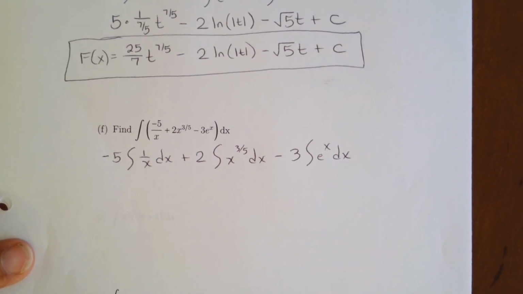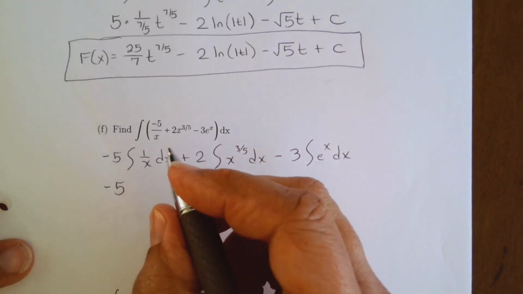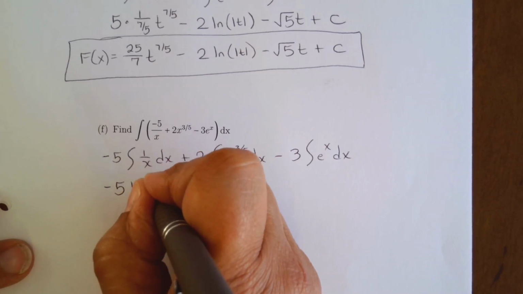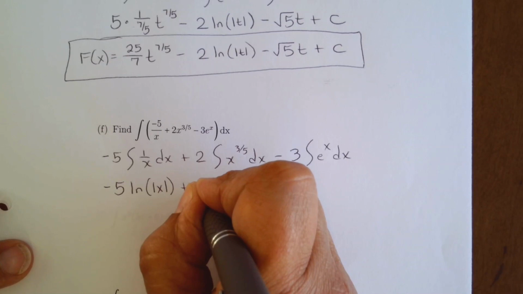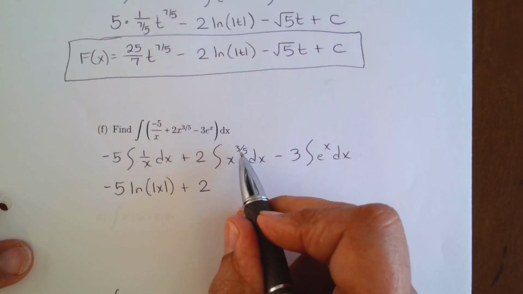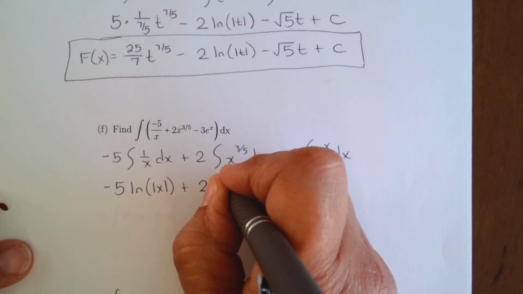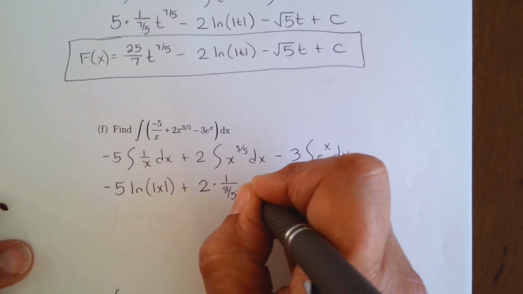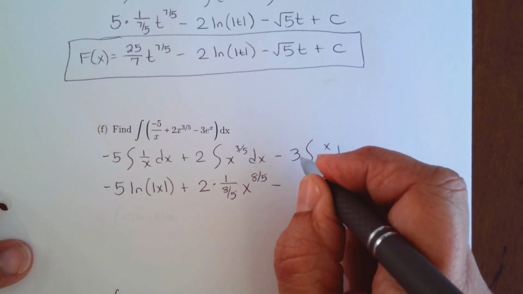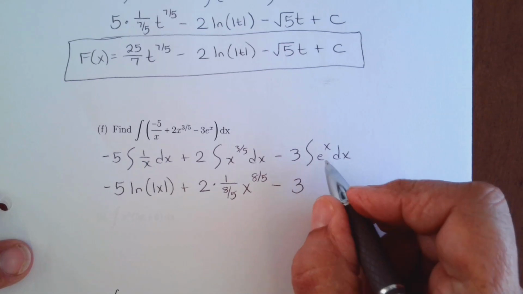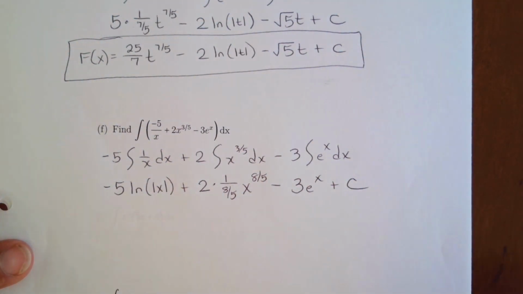Okay. All right, so again, this is your natural log. So -5, the antiderivative of 1 over x is the natural log of x. Plus 2, this is your power. So we're going to add 1 to 3/5, which would give you 8/5. So 1 over 8/5, x to the 8/5, minus 3, and the antiderivative of e to the x is e to the x. And then don't forget your plus c.